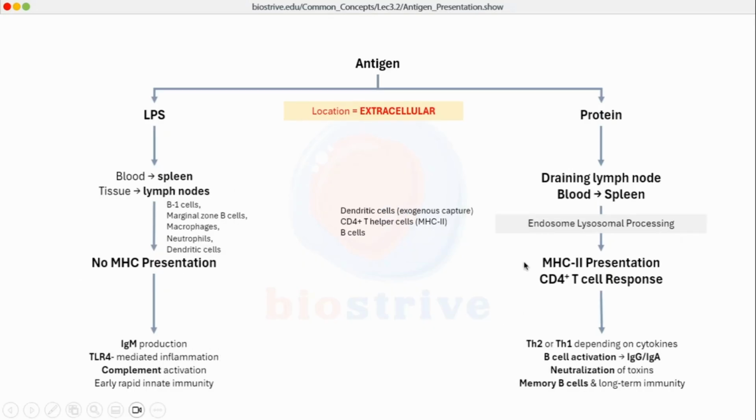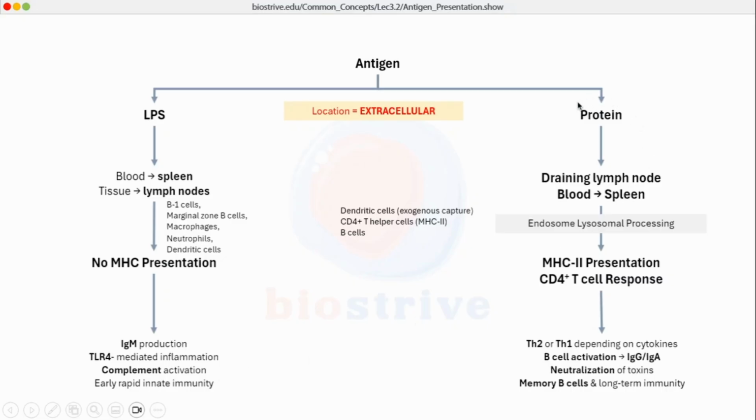Now, if the nature of antigen is extracellular and it is LPS, if the site is blood, it will be taken to the spleen. If the site is tissues, it will be taken to lymph nodes. Various cells will be involved. There will be no MHC presentation, and if there is only a B cell response, there will be IgM production. No class switching will be there. TLR4 mediated inflammation and complement system activation will be seen.